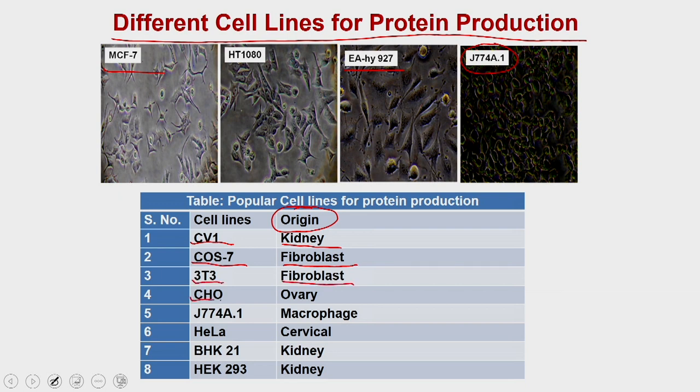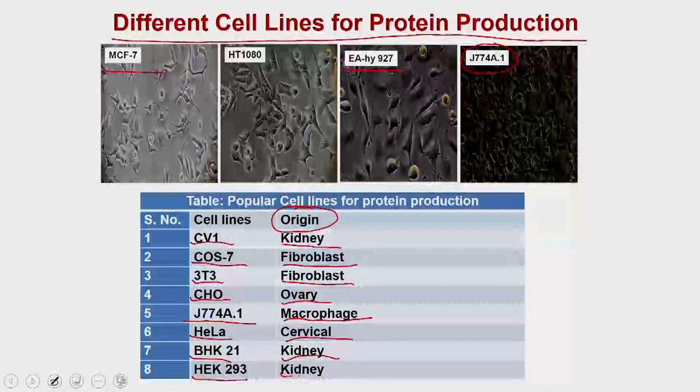Then you have the CHOK1, which is actually of ovarian origin. Then you have the J774A.1, which is of macrophage origin. HeLa, which is a cervical cancer cell line. Then BHK21, which is a kidney cell line, and HEK293, which is a kidney cell line.